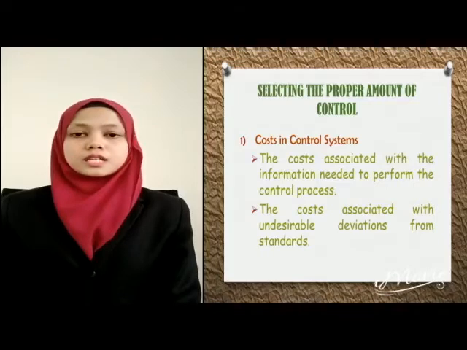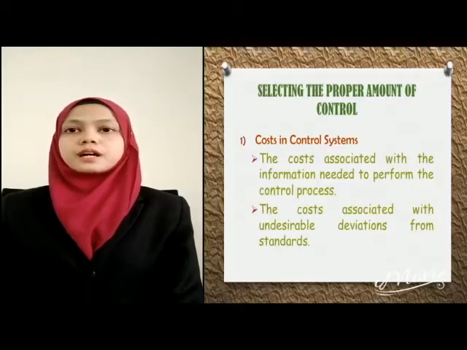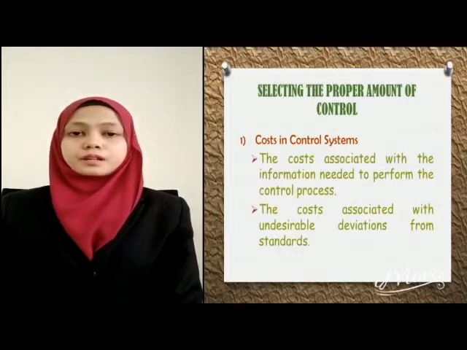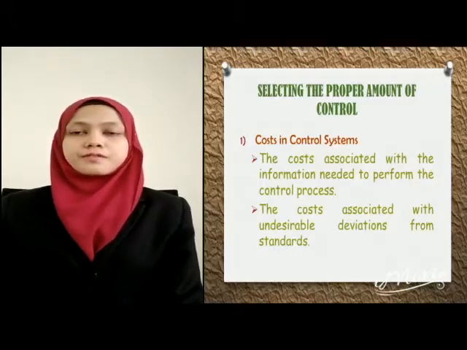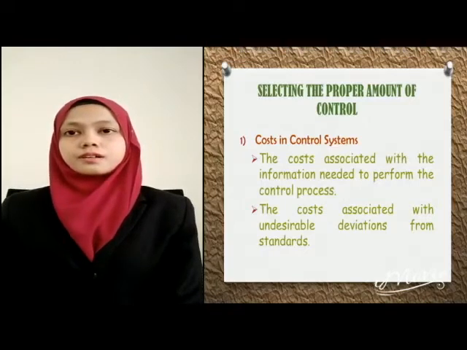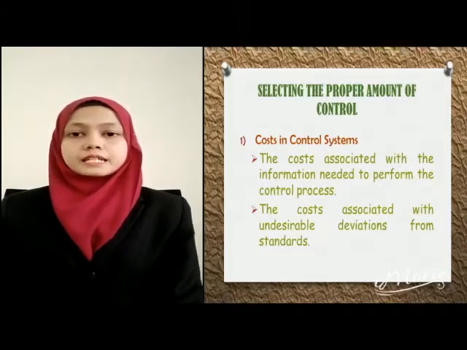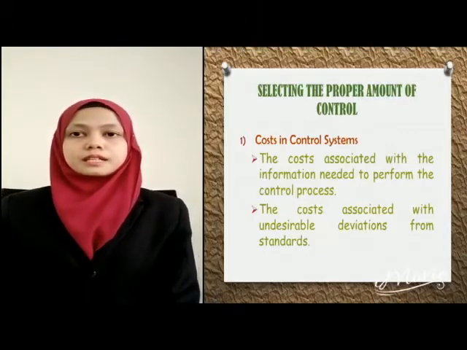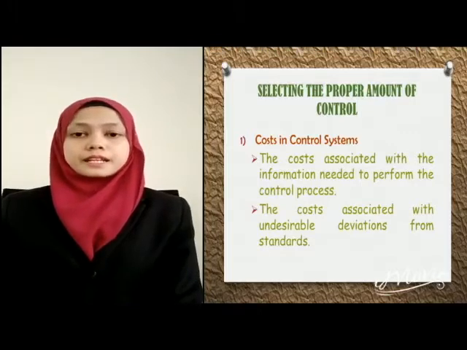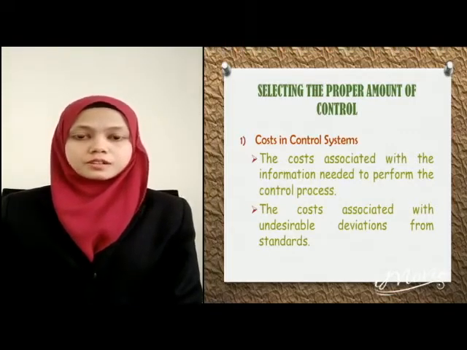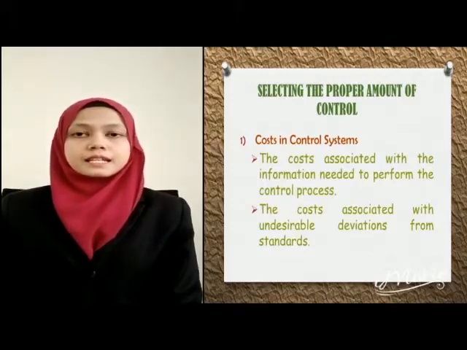The first one is cost associated with the information needed to be performed in the control system. And secondly is the cost associated with undesirable deviation from standard. Cost of system relay information: as the amount of control effort increases, information feedback is needed in greater amount and with greater frequency. This information does not come without a cost. As the level of control effort increases, this information cost of control will increase.